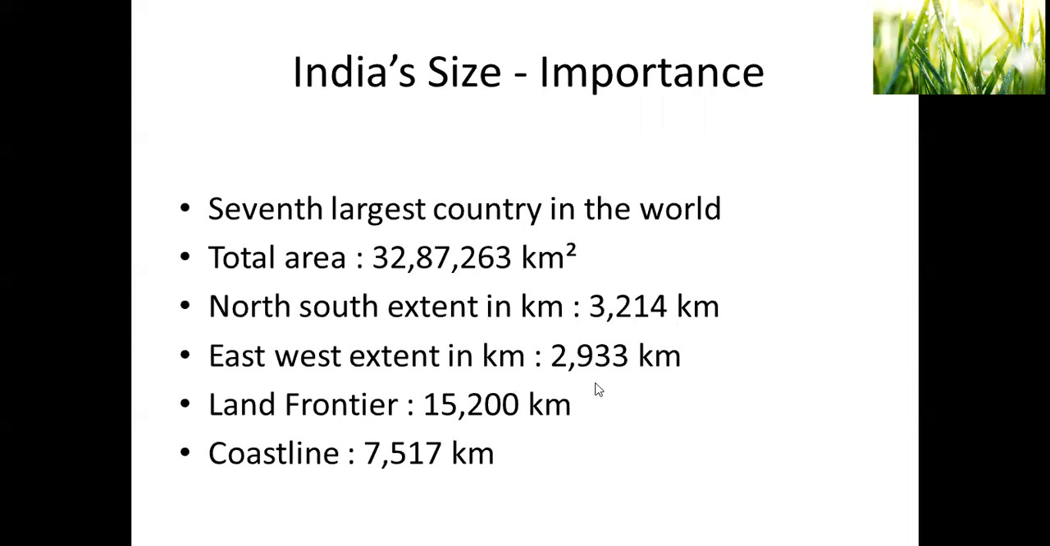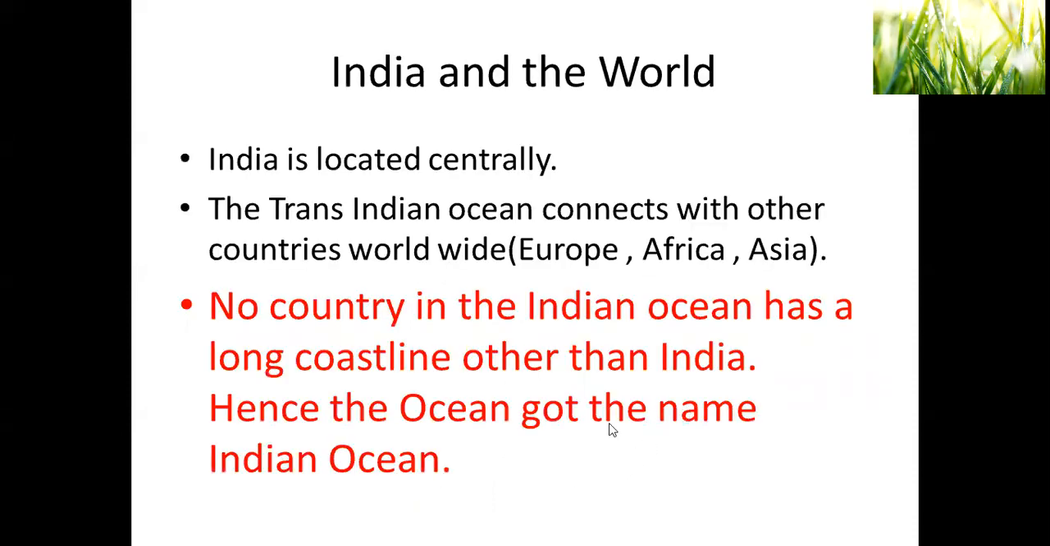East-west extent is about 2,933 kilometers. Land frontier is 15,200 kilometers. Coastline is 7,517 kilometers. India and the world.